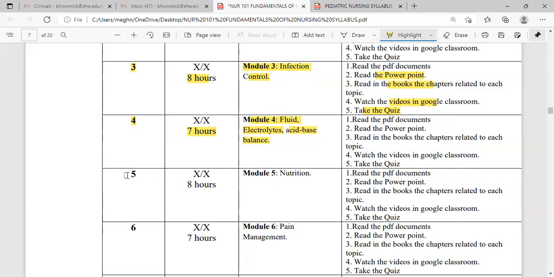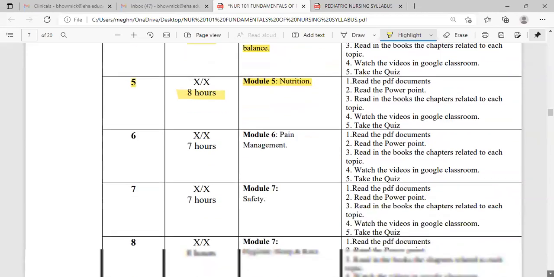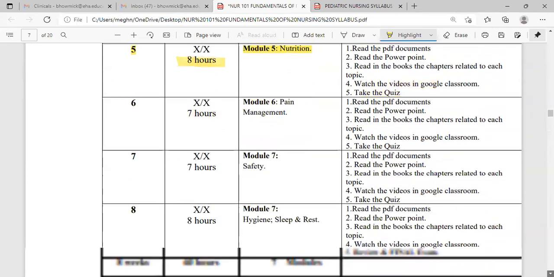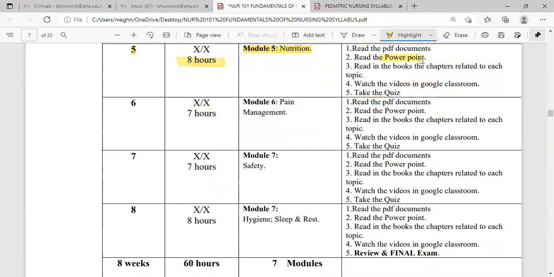Right? And week 5, 8 hours, module 5, talking about nutrition, daily requirements, deficiencies, and signs and symptoms of the disease. We provide PowerPoint, books, and videos from our Google Classroom, right? So students actively participate, right?